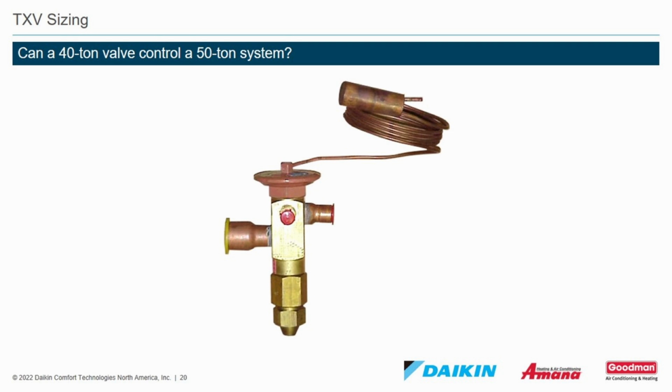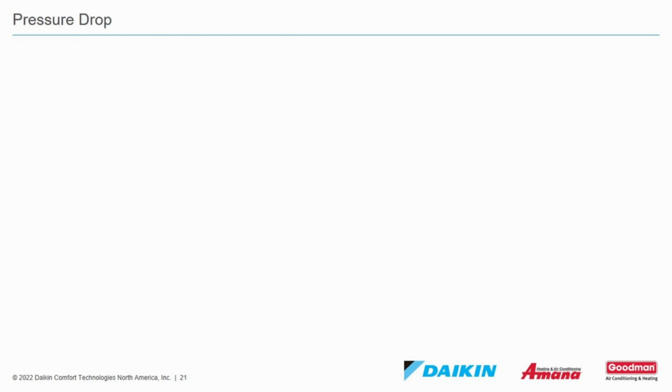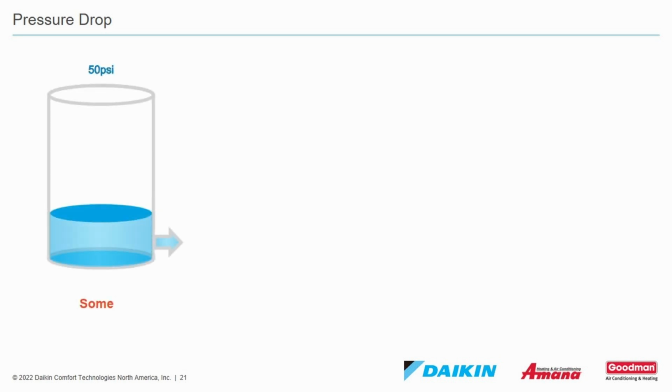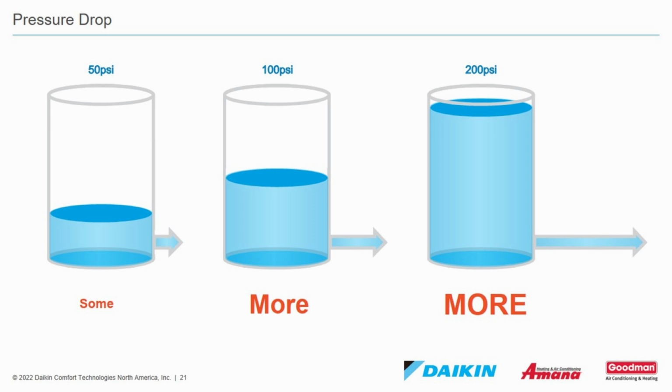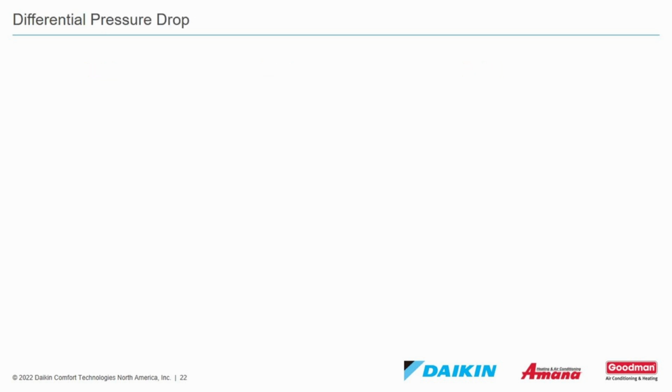Let's take a look at TXV sizing. Can a 40-ton valve control a 50-ton system? Let's find out. Let's start by looking at pressure drop. At 50 psi, we will have some pressure drop. At 100 psi, we will have more pressure drop. And there will be even more pressure drop at 200 psi. Differential pressure drop. TXVs are designed with a 100 psi differential across the valve seat.